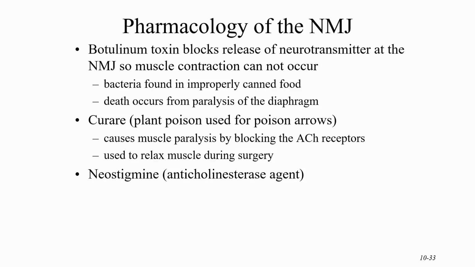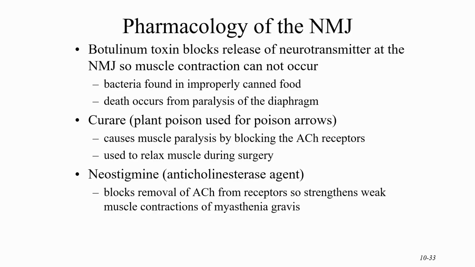And then we have neostigmine, which is an anticholinesterase agent. It blocks the removal of acetylcholine from receptors, so it strengthens weak muscle contractions like in myasthenia gravis. And it's also the antidote for curare after surgery is finished. Okay, so again, this helps to reverse the paralysis from the curare binding to those acetylcholine receptors.